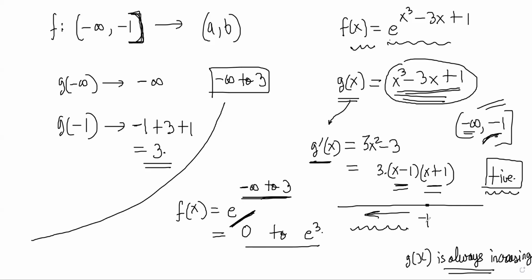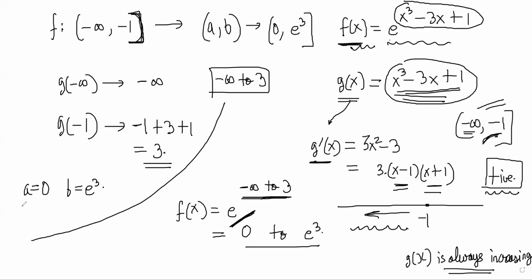Is it clear what I'm saying right now? Because we have found how the power of it is varying, we can now predict what the function f of x will take, no? So it will be e power -infinity to e power 3. So that is 0 to e power 3. Correct? That becomes the range of our function, 0 to e power 3. And basically now from here we can say a is 0 and b is e power 3, right? Because range was equal to codomain because it was an onto function.